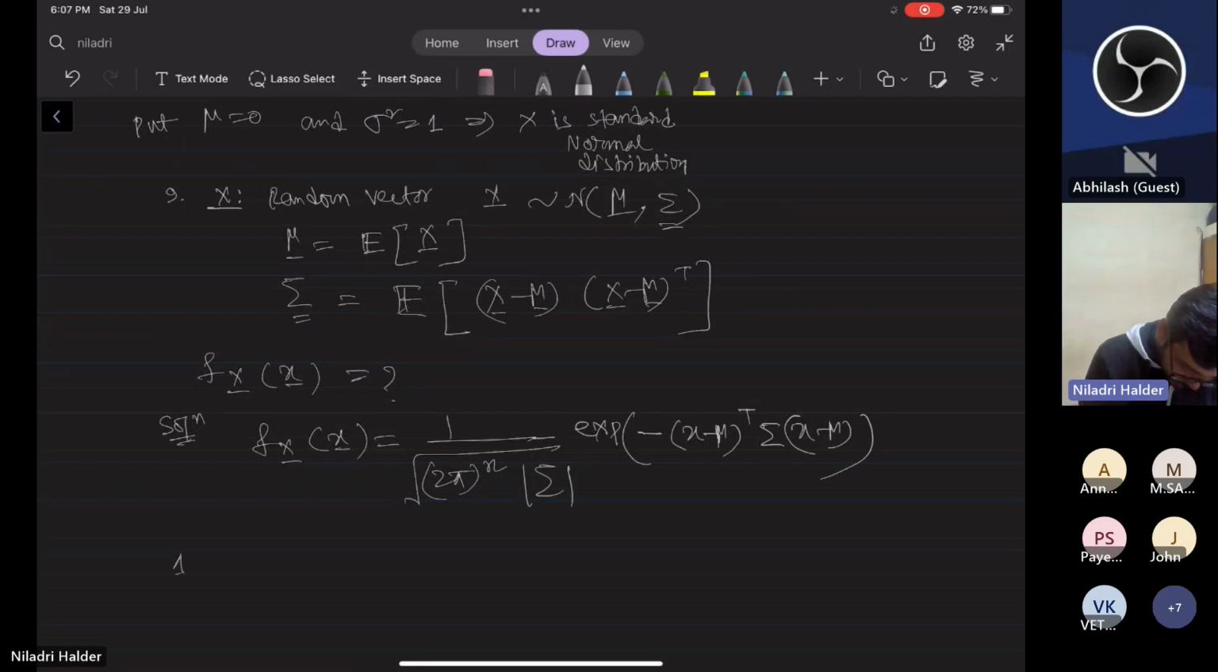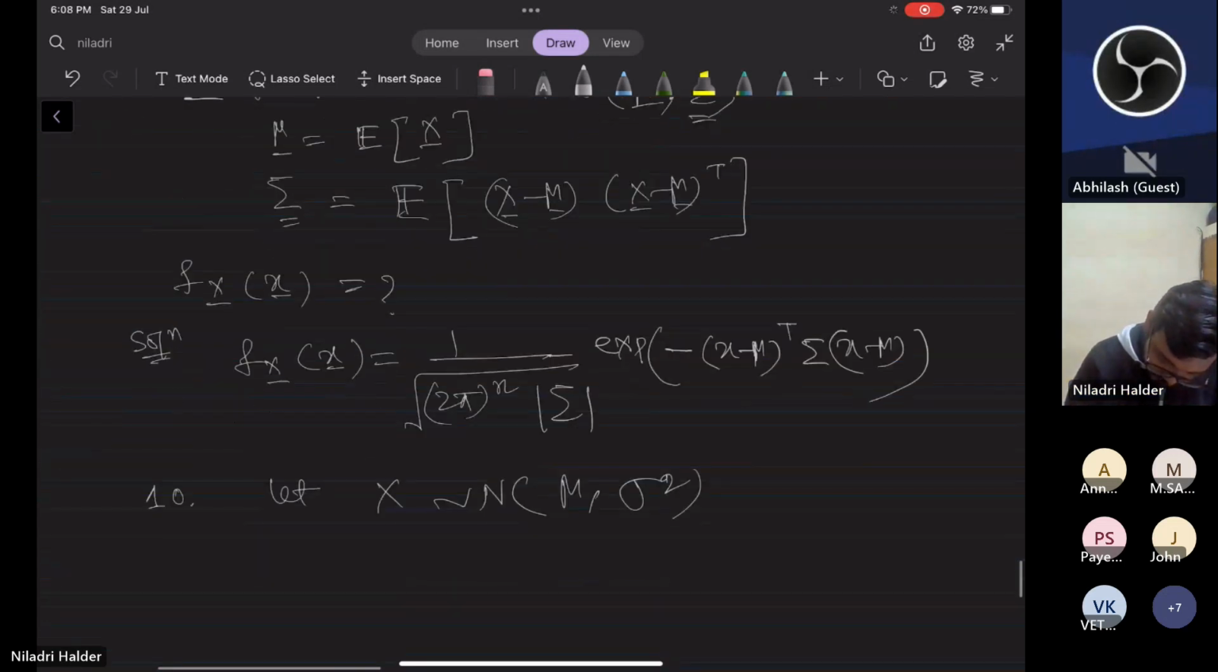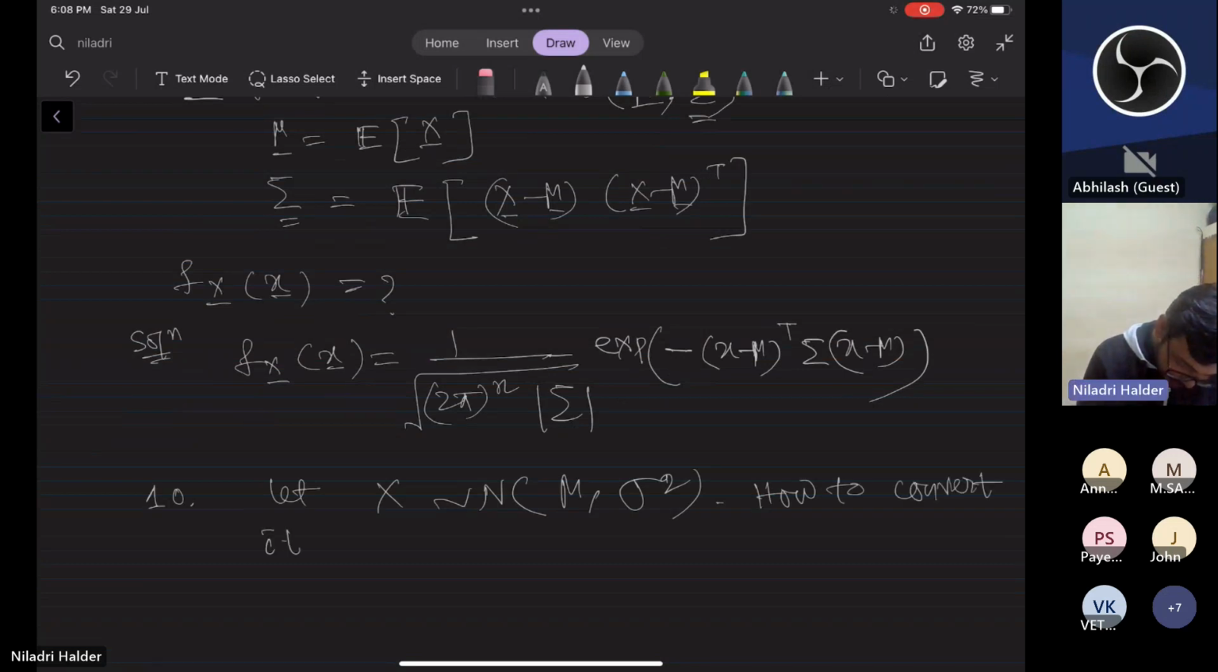So the next question is: let x be a normal distribution with mean mu and variance sigma square. Convert it to a standard normal distribution.